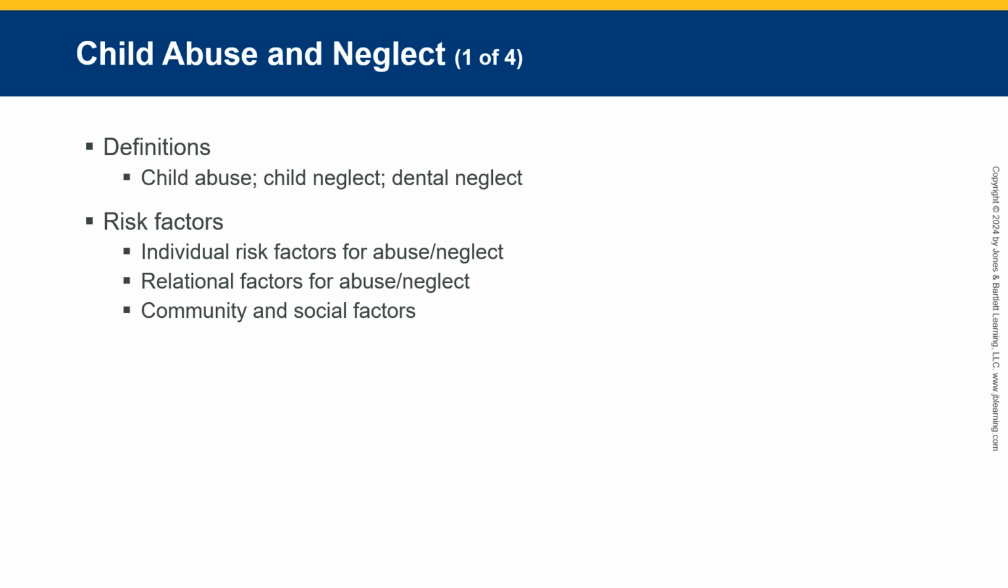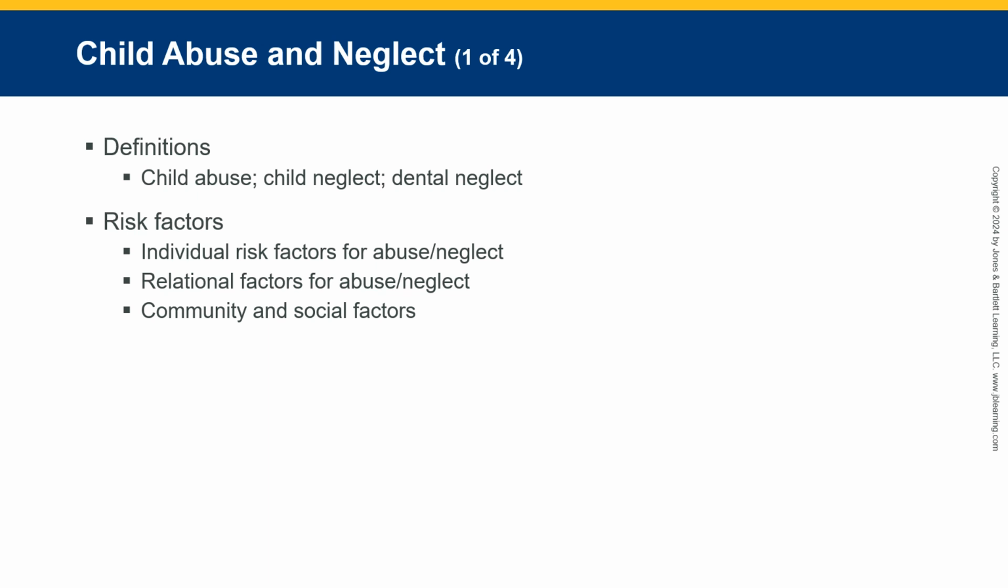Individual risk factors include being a girl, being younger than 4, and having special needs. Relational factors include caregivers who are young, mental health issues such as depression, those who experienced maltreatment as a child, and parents or caregivers who experience family violence.